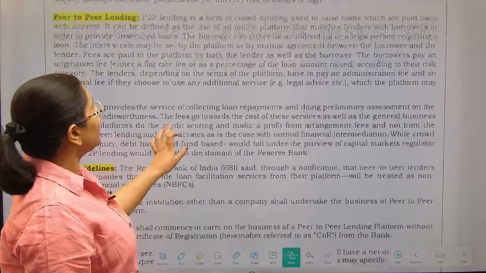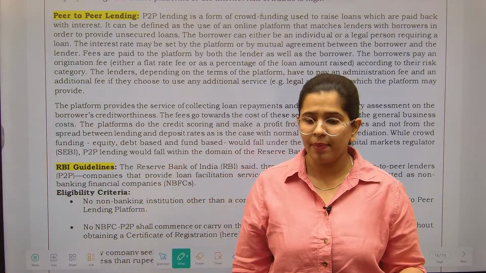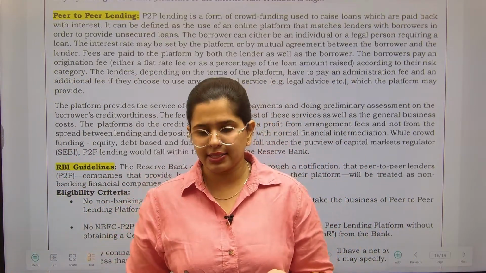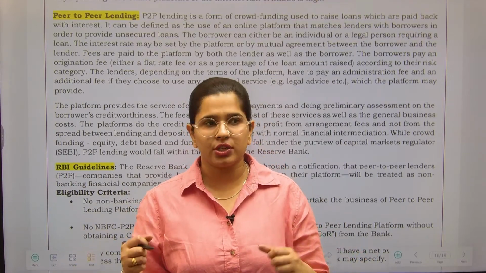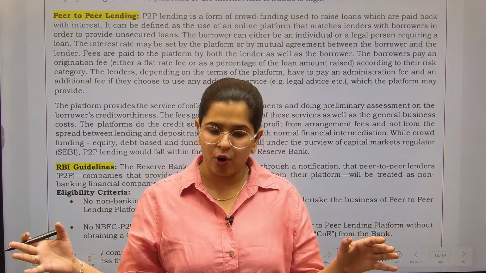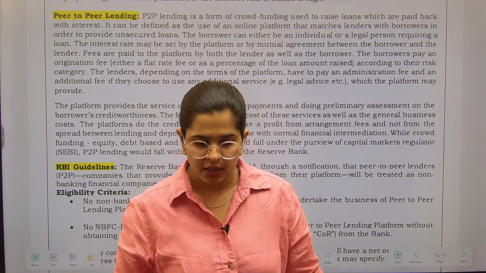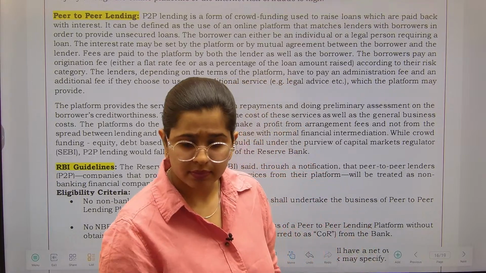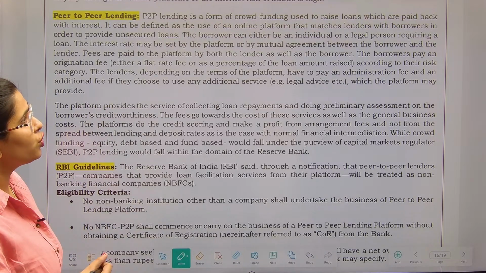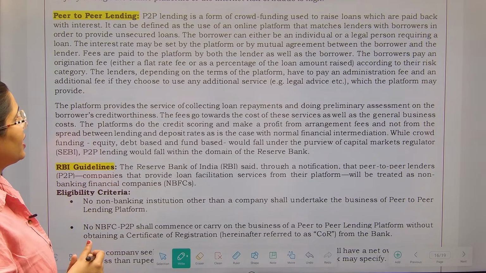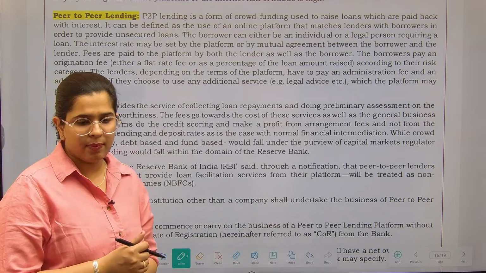Next we have peer-to-peer lending. Let's talk about this. Over here, again, it is a platform, right? But the platform is not asking for the funds over here. The platform is doing a kind of matching, right? They are matching the lenders with the borrowers, those who are in need of funds and those who want to give the funds, right? Now next we have P2P lending. It is a form of crowdfunding which is used to raise loans which are paid back with interest. It can be defined as the use of an online platform that matches lenders with the borrowers.